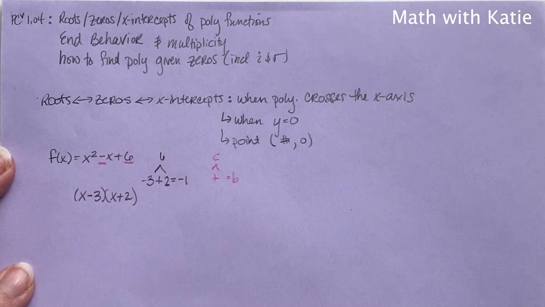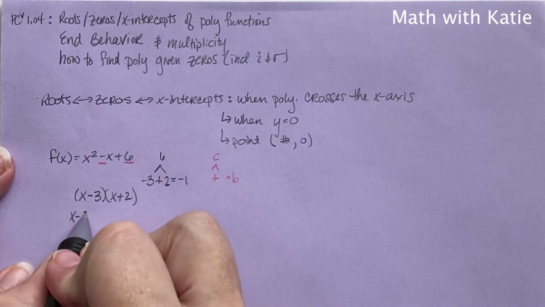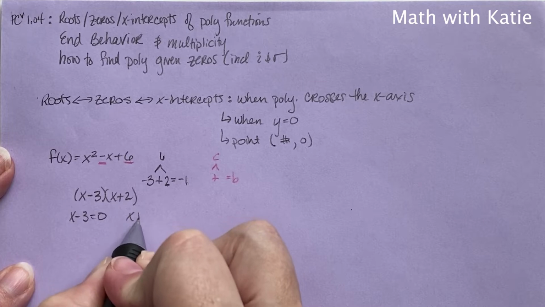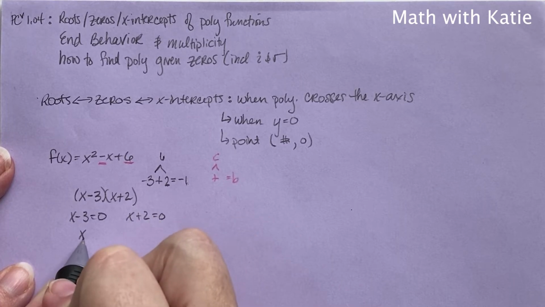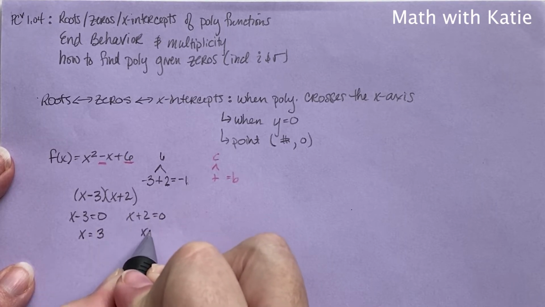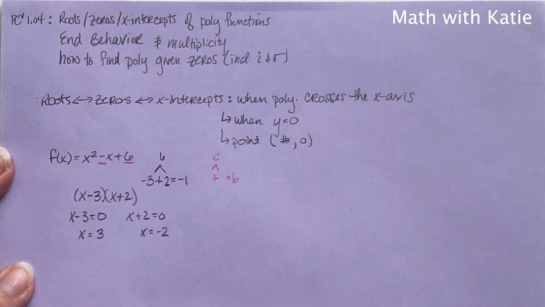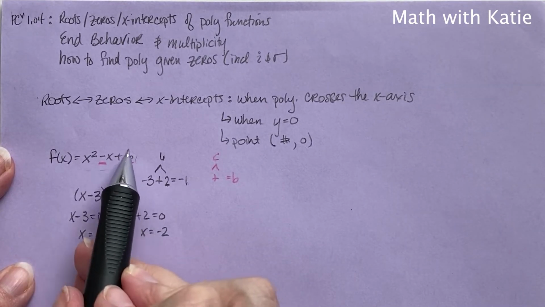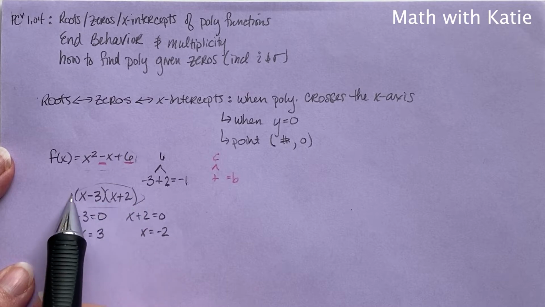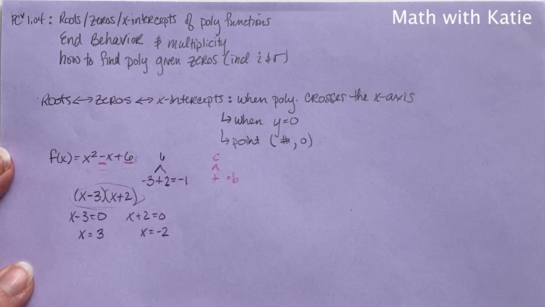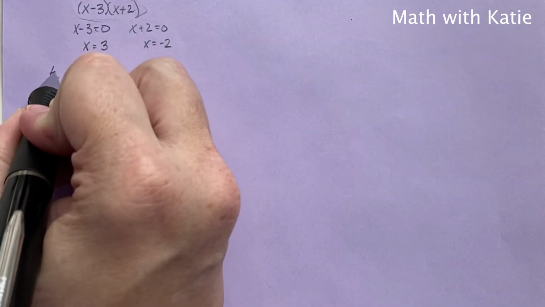So here our factors are x minus 3 and x plus 2. Okay, those are the factors. Now we have to take the factors and set them equal to 0 to find the roots. So x minus 3 equals 0, x plus 2 equals 0. So our roots are 3 and -2. So here we have standard form and here we have factored form, okay? Now let's talk about end behavior.